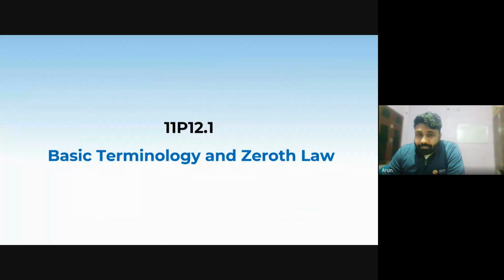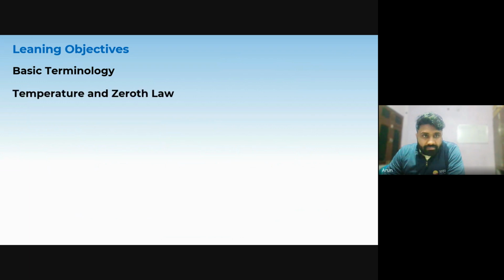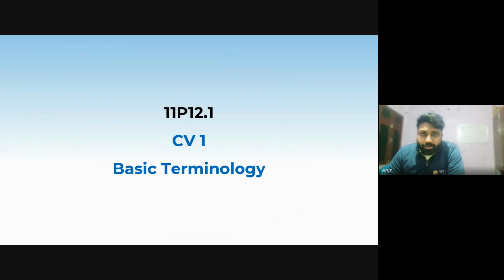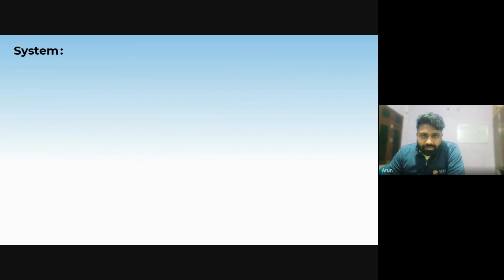Now, basic terminologies and zeroth law of thermodynamics. There is a story behind the zeroth law of thermodynamics. I will tell you. Now, basic terminologies, temperature and zeroth law of thermodynamics, that is what we are going to study. So in basic terminology, first we will study about the system.